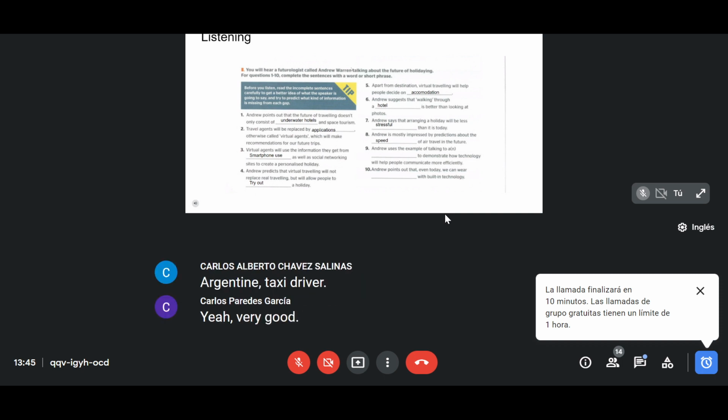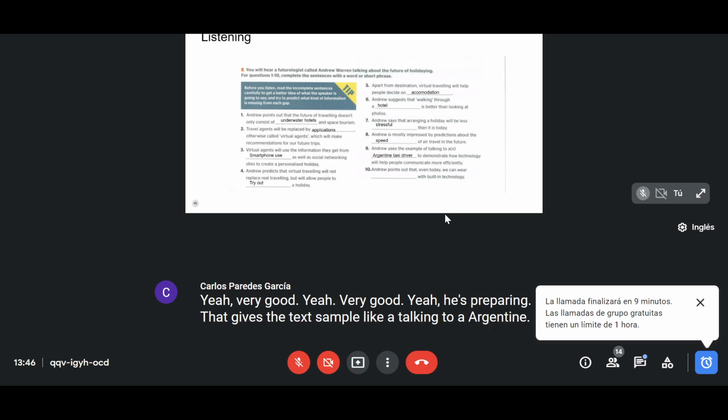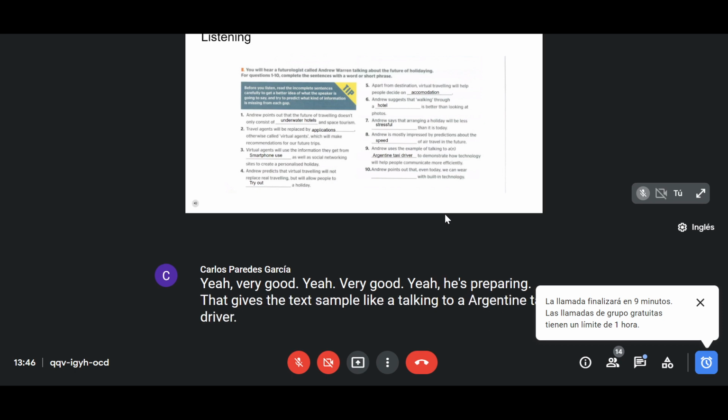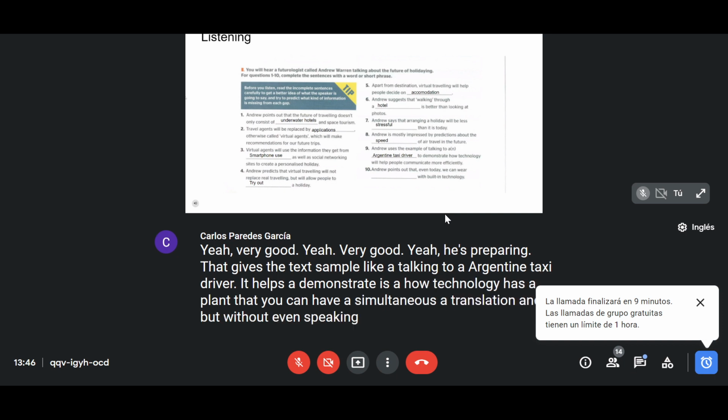Yeah, very good. He's referring, like, gives this example, like talking to an Argentine taxi driver, helps demonstrate how technology has advanced, that you can have a simultaneous translation and, well, without even speaking the language.